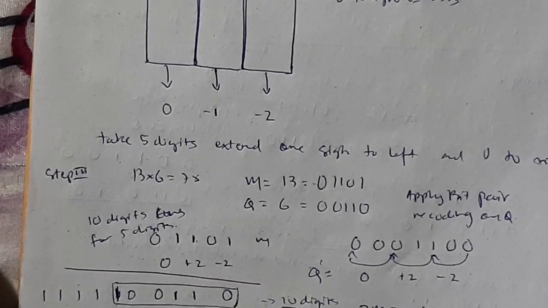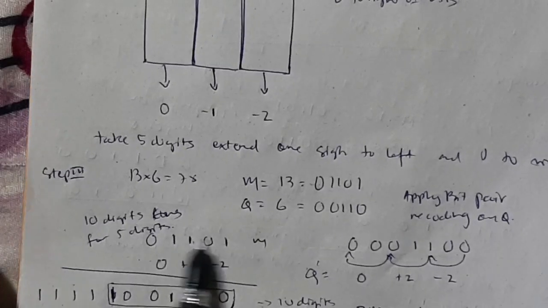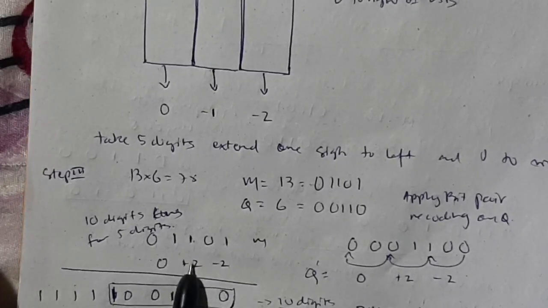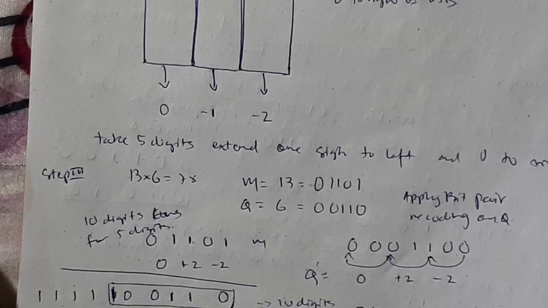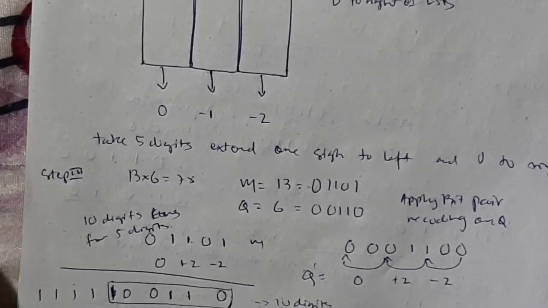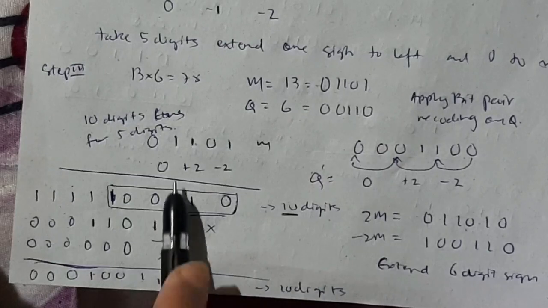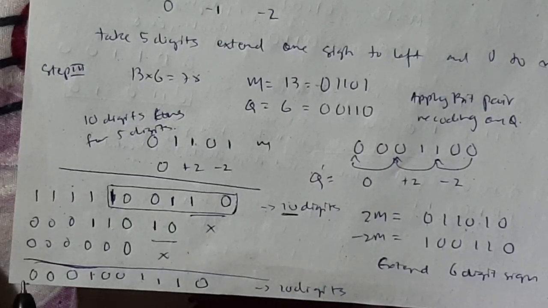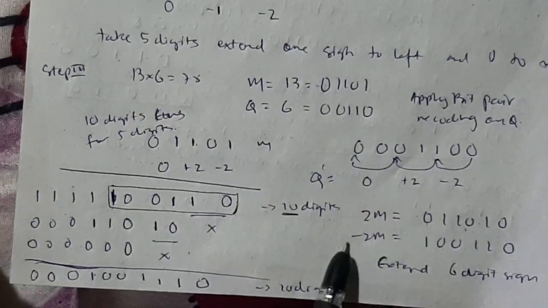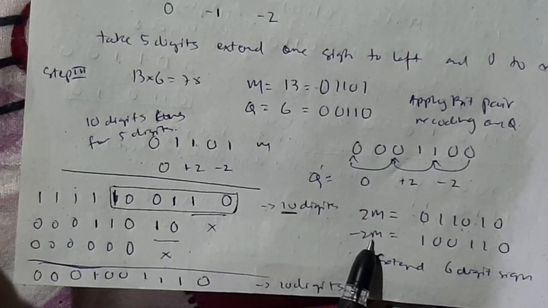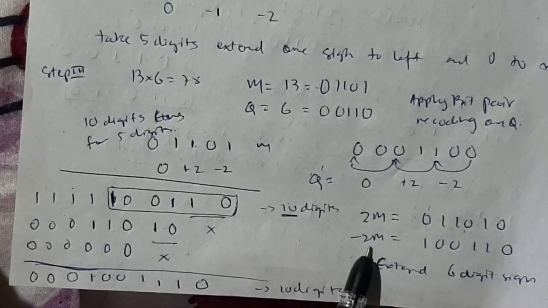Then leave 2 digits and multiply the second one, 13 into 2. What is 13 into 2? 26. Write the binary equivalent of 26 after leaving 2 spaces here and write the zeros here. Okay, after doing all that you need to add, normal addition, and you will get the answer finally here. It's good if you find out 2m and minus 2m in advance. In case minus 2 and plus 2 are there, it will be helpful for you.